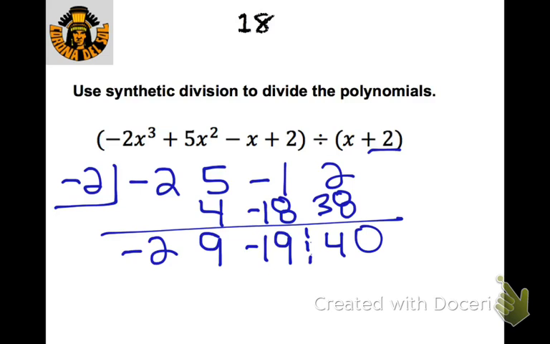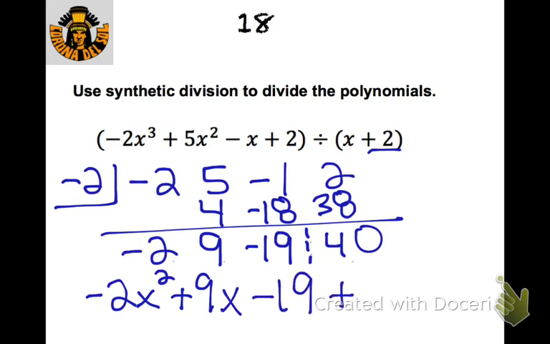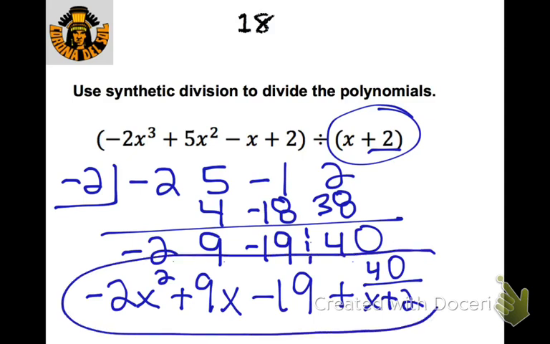So we're going to say remainder, constant, x to the first, x to the second. So this is negative 2x squared plus 9x minus 19 plus, and then whatever the remainder is, we put it as the numerator, and then the denominator is whatever you're dividing by. So since we're dividing by x plus 2, we just put that as the denominator, and this is your final answer.